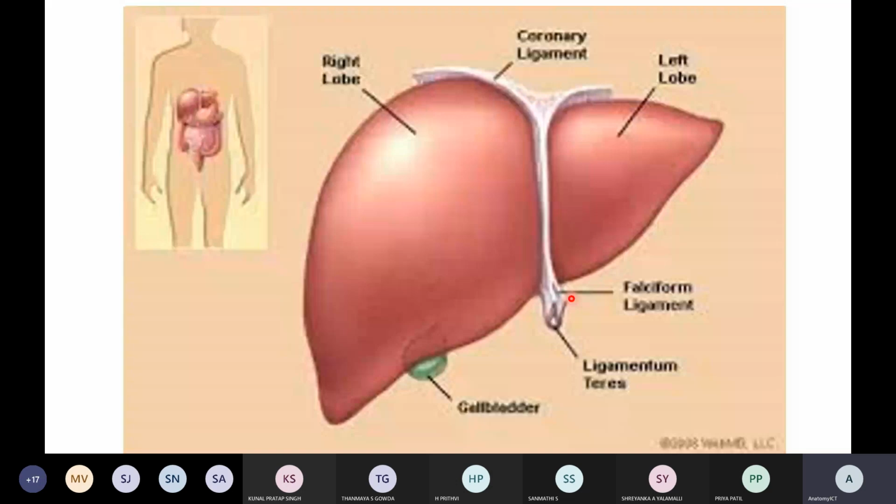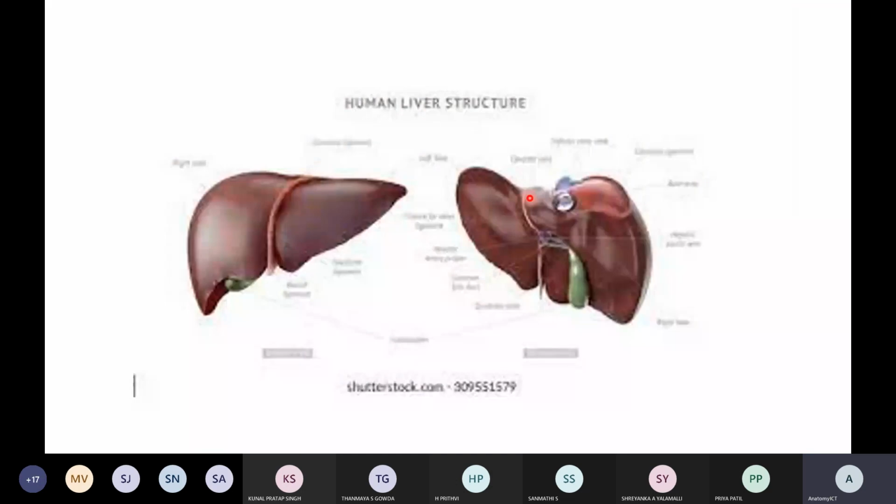Now the major right and left lobe, when we talk about major, there will also be accessory lobes. So the right and left lobe are the major lobes, which are divided by means of this particular ligament, which we will discuss.